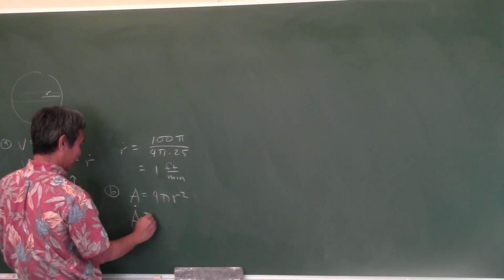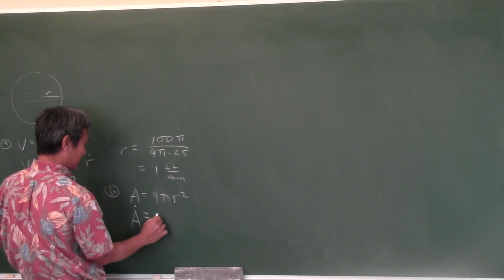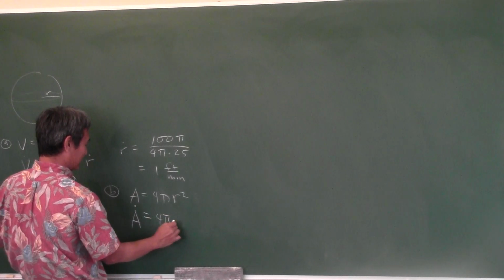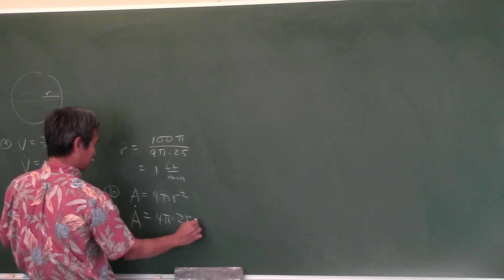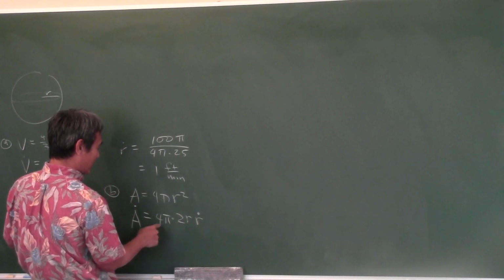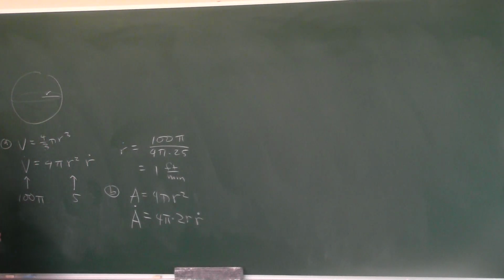A dot is equal to 4 pi 2 r r dot. I thought you were going to impress me and multiply the 4 with the 2 and get 8. But I guess not.